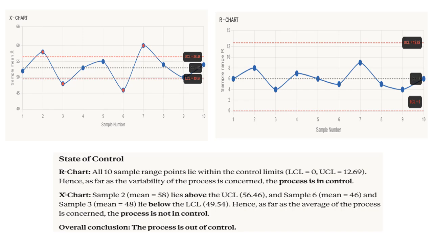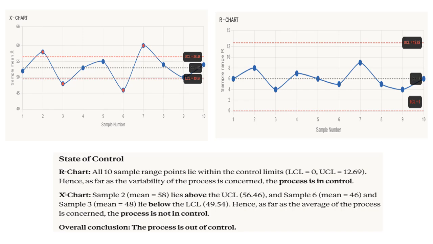This is the final graph of the mean chart and R chart. From the mean chart, we can see that sample 2, which has a mean of 58, lies above the upper control limit, and sample 6, which has a mean of 46, and sample 3, which has a mean of 48, lie below the lower control limit. Since these samples are not lying within the control limits, the average of the process is obviously affected. Therefore, the process is not in control for the mean chart.